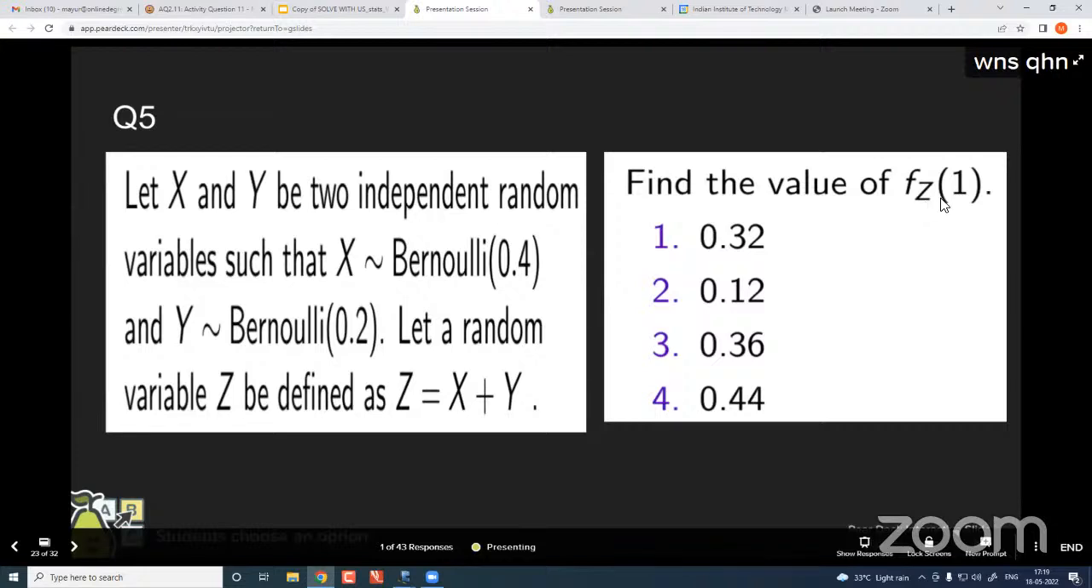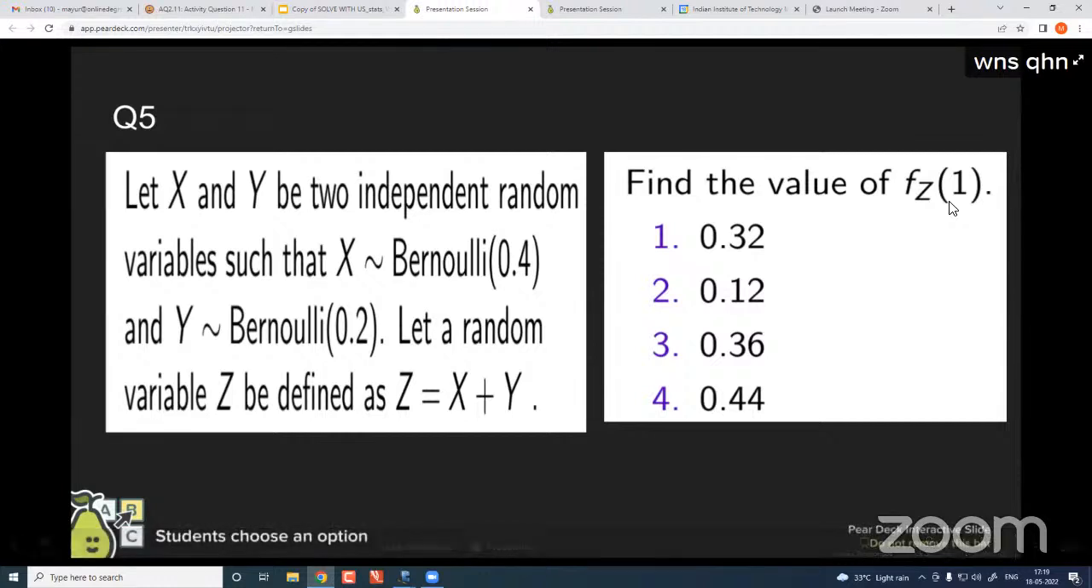Now z equals 1, so we have to find z equals 1. When will it happen? 0, 1 or 1, 0. X is 0, y is 1, or x is 1, y is 0. So that is the answer. We can calculate now. So only these steps you have to follow every time actually.